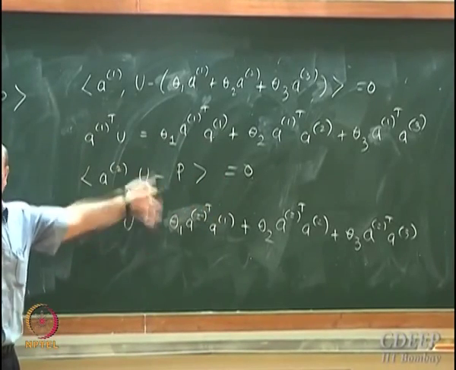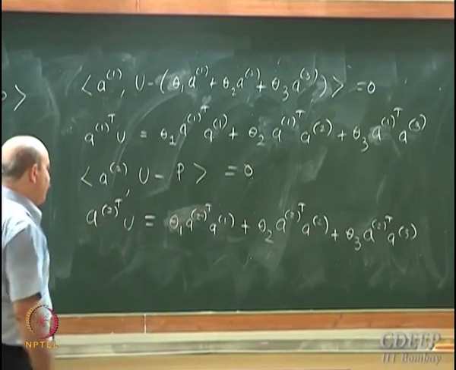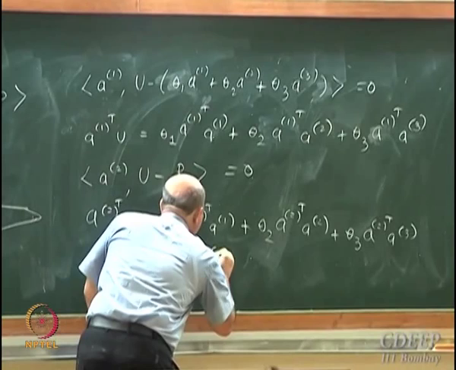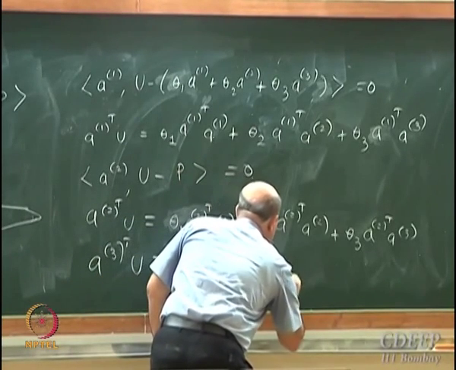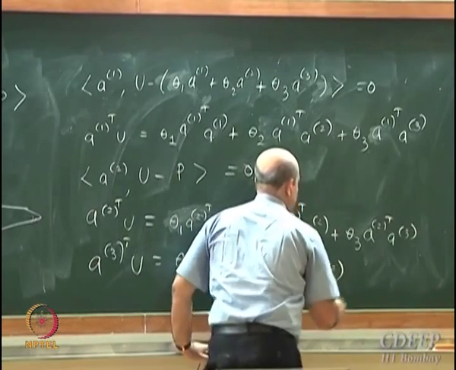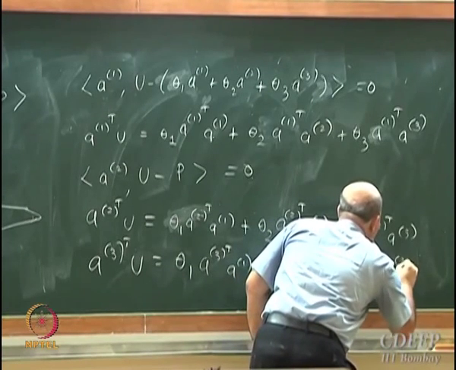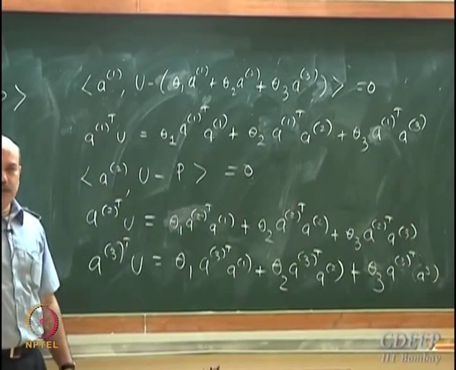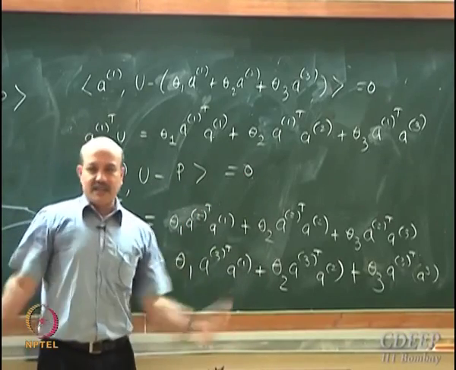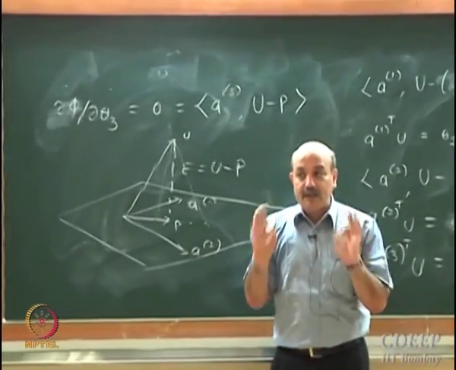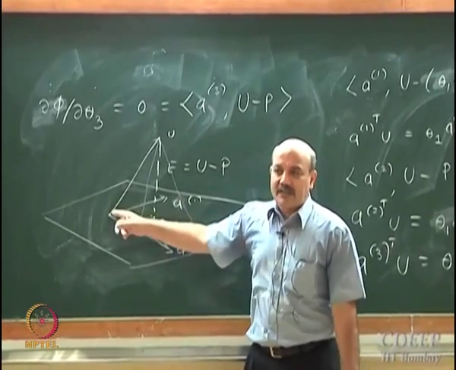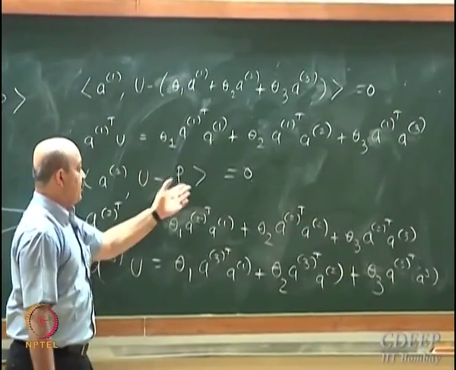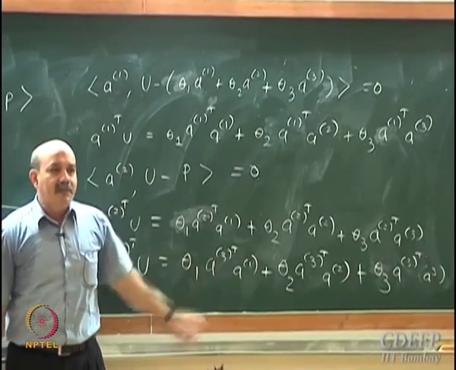I'll just write the third equation. Just follow the same thing. I'll get A3 transpose U is equal to theta 1 A3 transpose A1 plus theta 2 A3 transpose A2 plus theta 3 A3 transpose A3. Is everyone with me on this? I have just rewritten those equations. I started with the geometric idea that what we have done is nothing but projections. The error vector is perpendicular to A1, perpendicular to A2, and in this case perpendicular to A3. How many equations and how many unknowns?